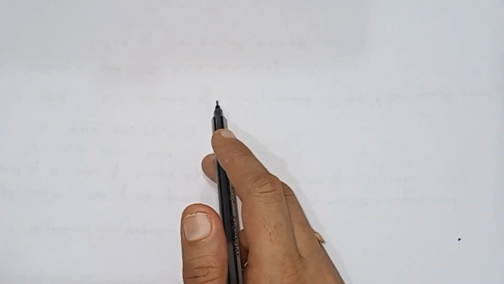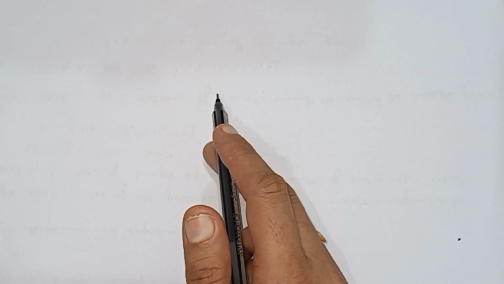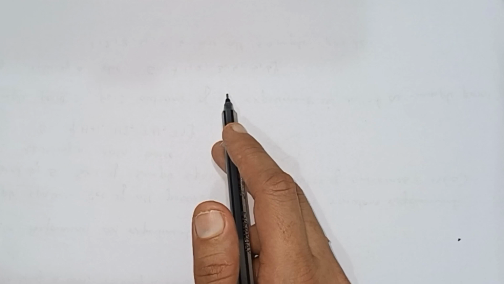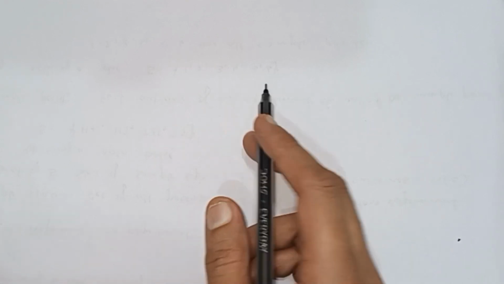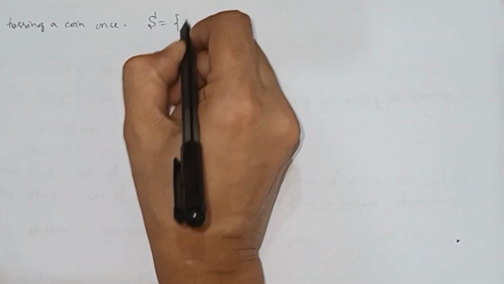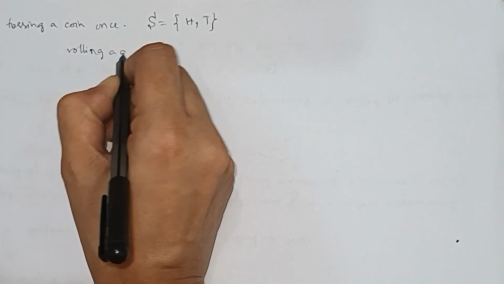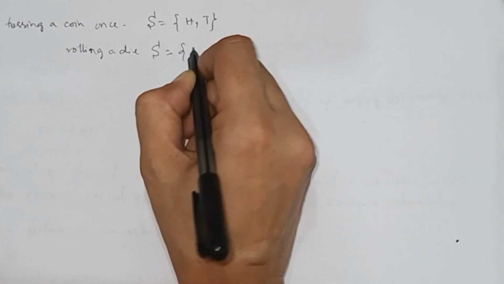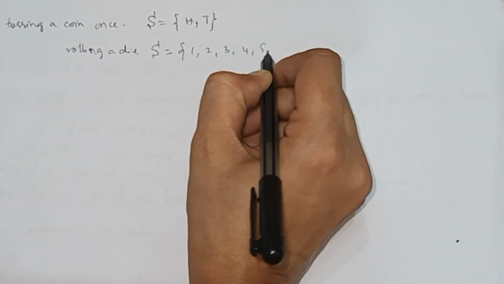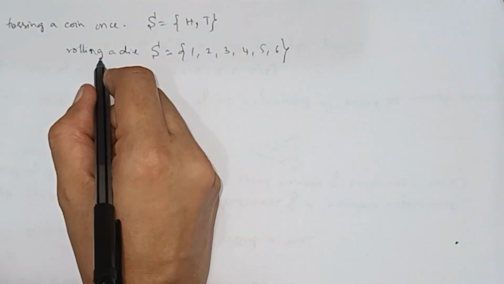That was all the theoretical definitions of the terminologies. Now, whenever a random experiment is given, let us see how to write its sample space. For example, if you have a random experiment of tossing a coin once, you will get either head or tail. So S is equal to {H, T}. Rolling a die: all possible outcomes are 1, 2, 3, 4, 5, 6. These are very simple random experiments.